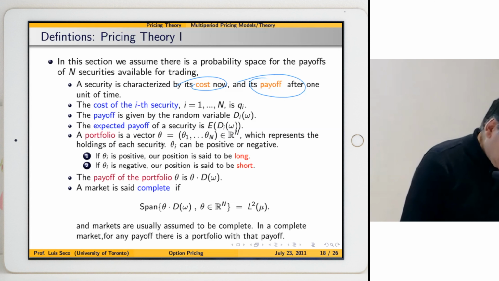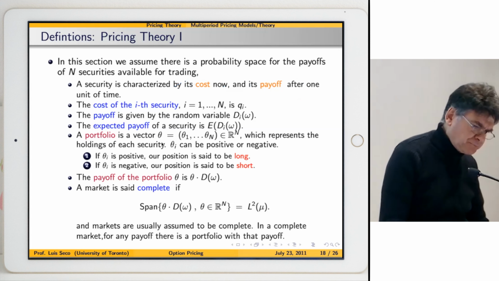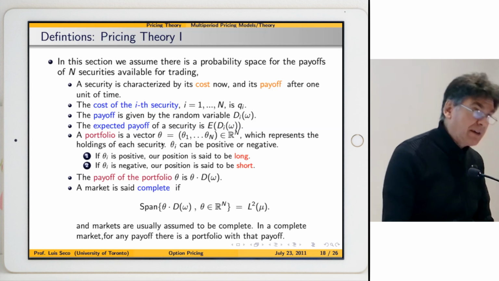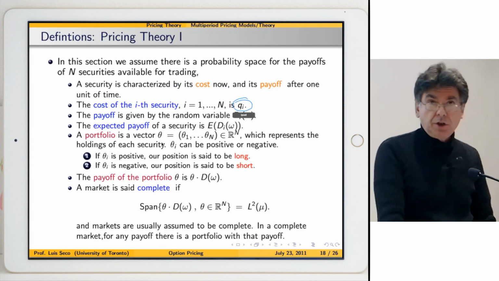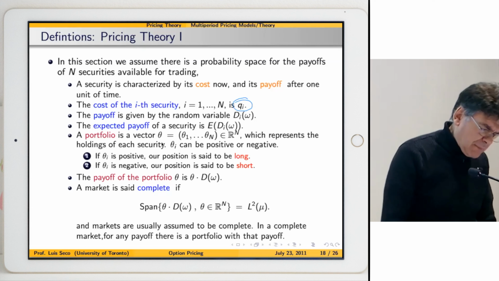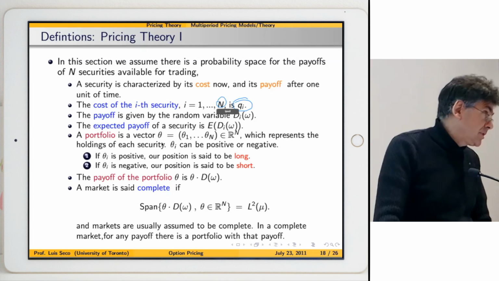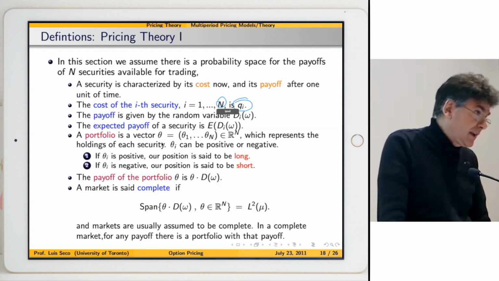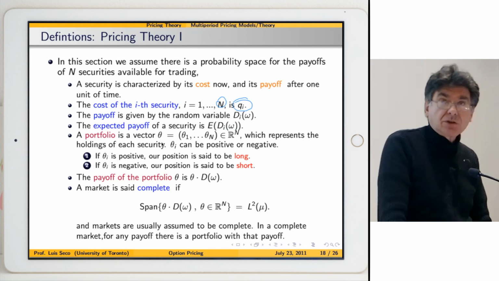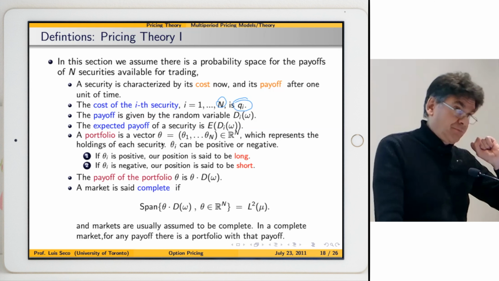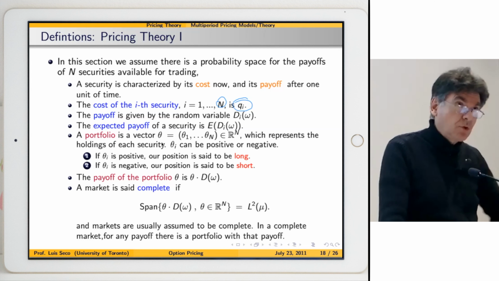You're with me, yeah? Okay, good. All right. So each security will have a cost. I call it Q. I'm assuming there's n of them, so I'm assuming there's a finite number. But if you like infinite numbers, n could be infinite as long as everything is L2. Okay? For those of you who know what that means.